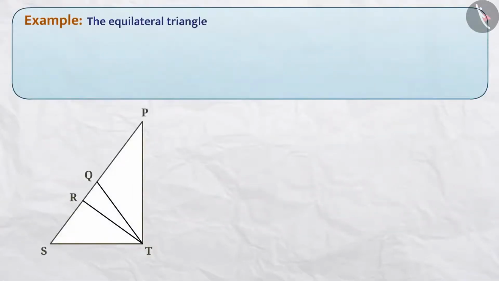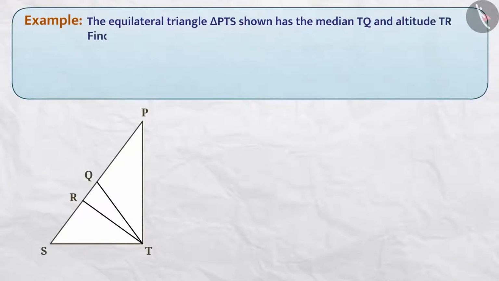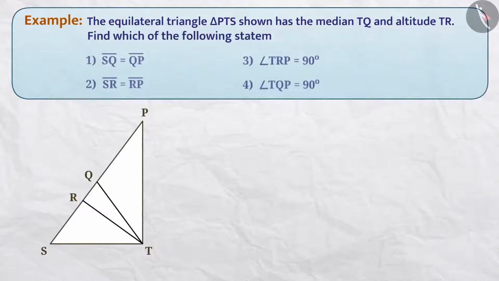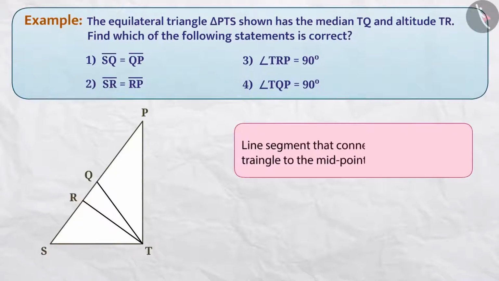Next example. In the equilateral triangle PTS shown here, TQ is the median and TR is the altitude. Find which of the following statements is correct. As you must know, a line segment that connects a vertex of a triangle to the midpoint of its opposite side is called a median.